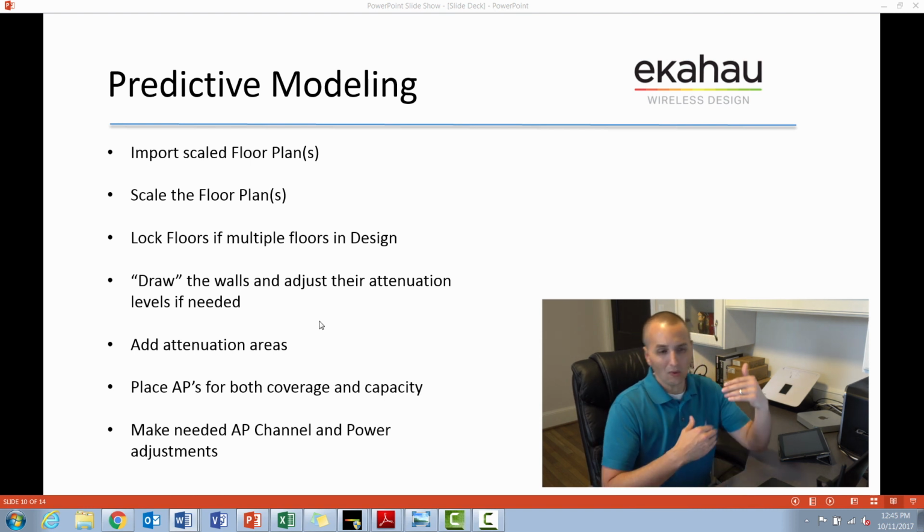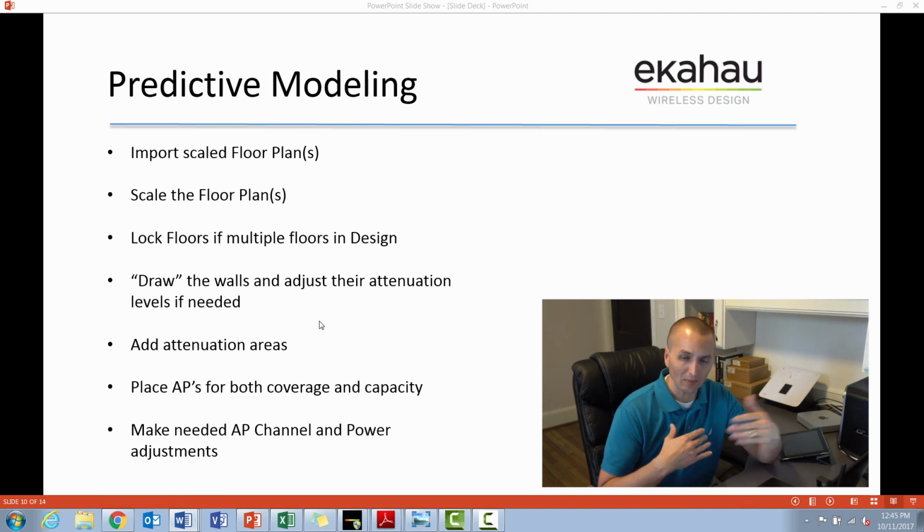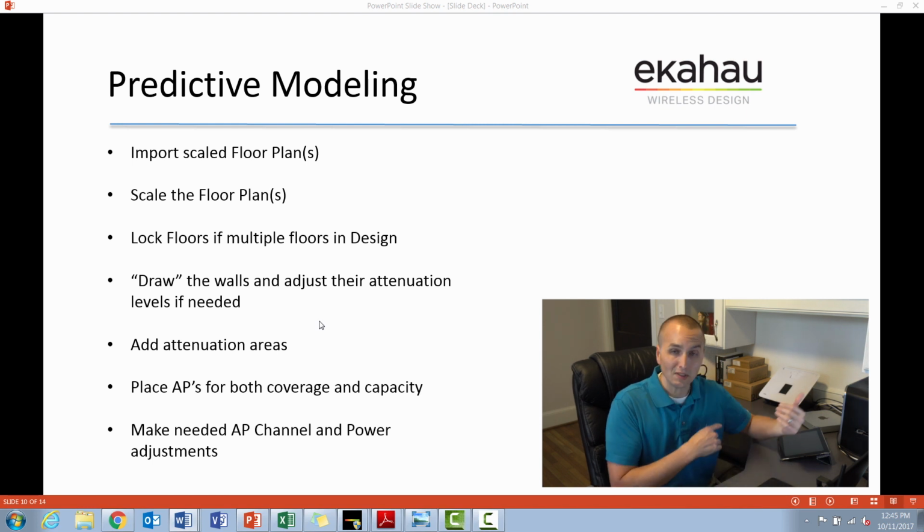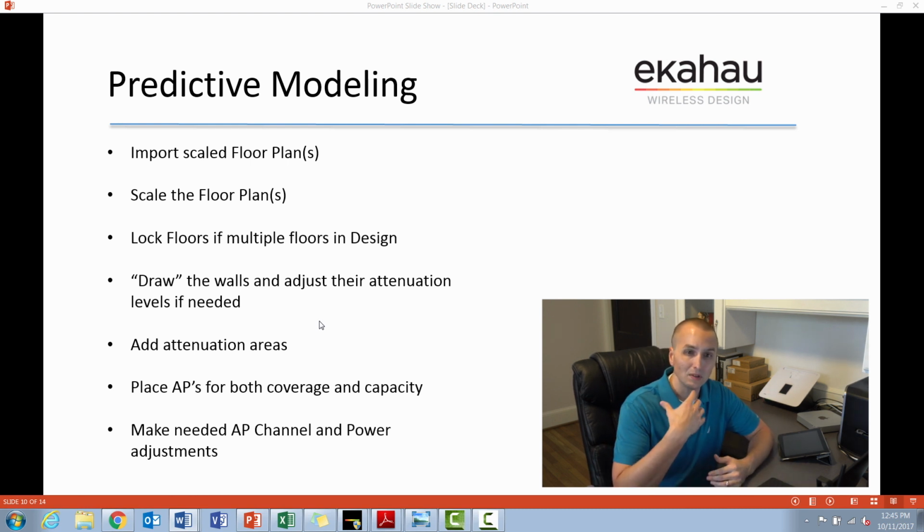Obviously, you had mentioned before, you've got to have scaled floor plans. And so with your predictive modeling, the first step is bringing in that scaled floor plan. And then once you've brought that in, the measurements that you got from your site surveying apply to scaling the floor plan within Ekahau. It's got to know the dimensions, the hallway widths, all that good stuff. It's got to know those things so that it's showing you proper propagation of signal and such.